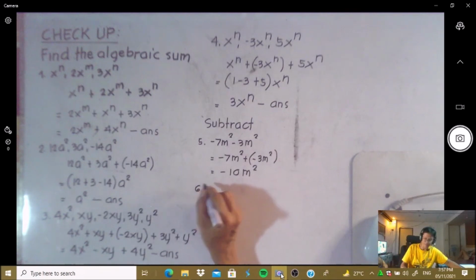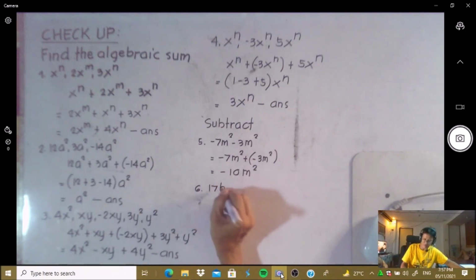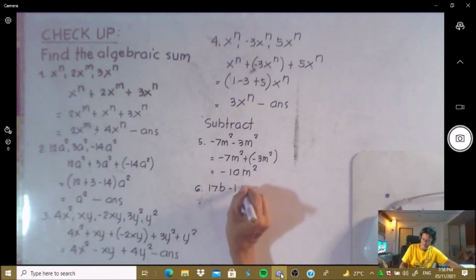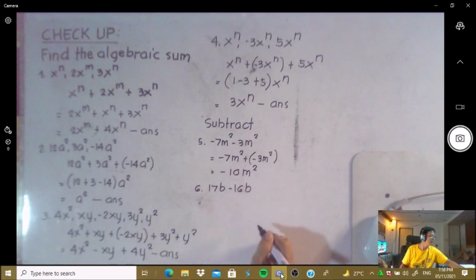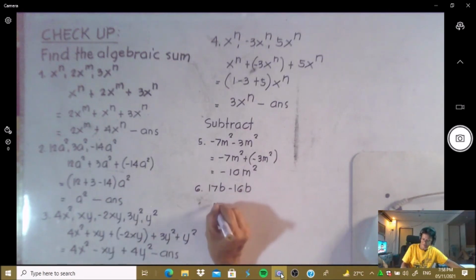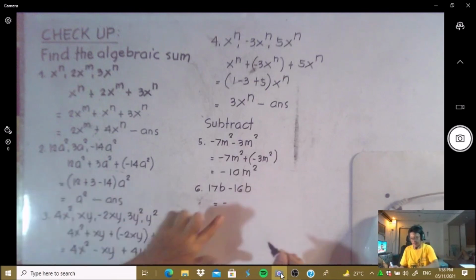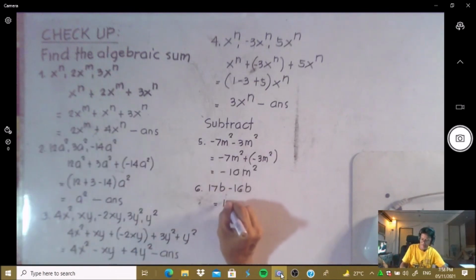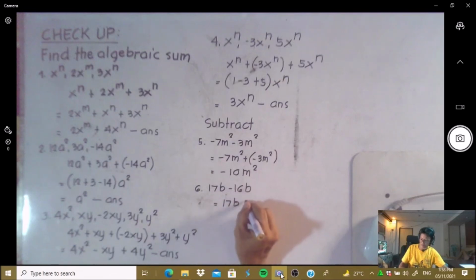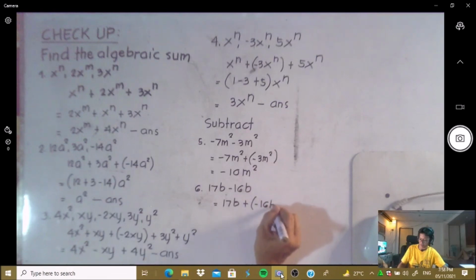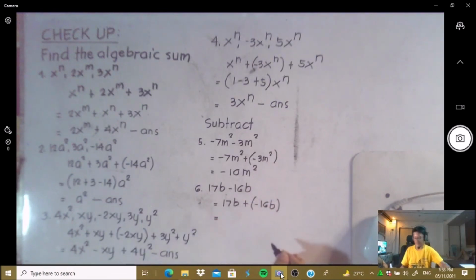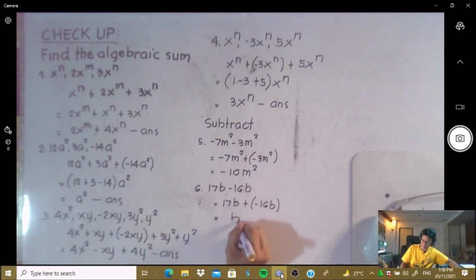So number 6. For number 6, we have 17b minus 16b. Oh, sorry. So we have 17b. Then we have to proceed to addition. Then change the sign of the subtrahend to negative 16b. And therefore, we are adding unlike signs. Therefore, we have to get the difference of the absolute values, and that will be equal to 1. And therefore, our answer is b. Okay?